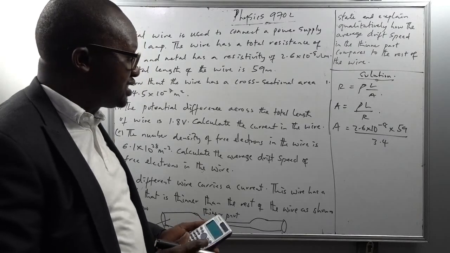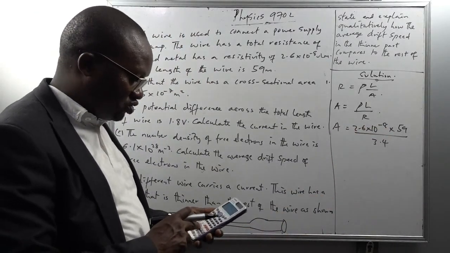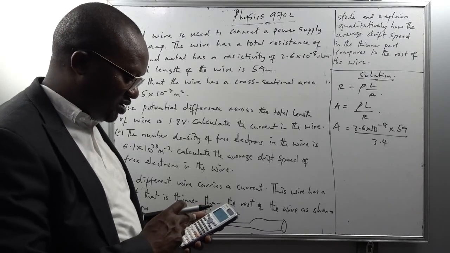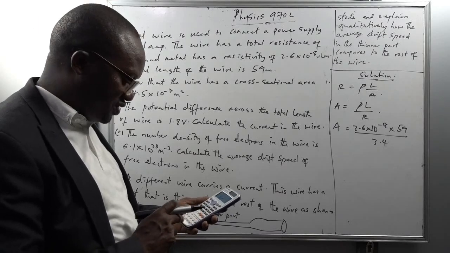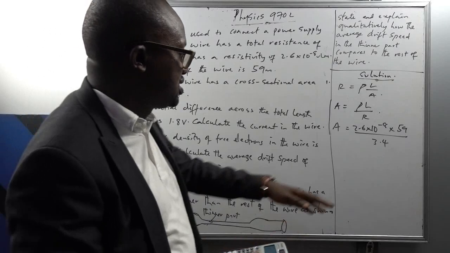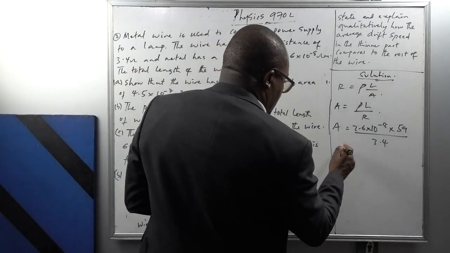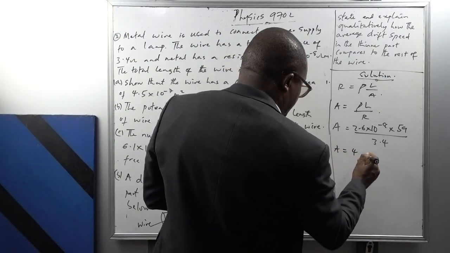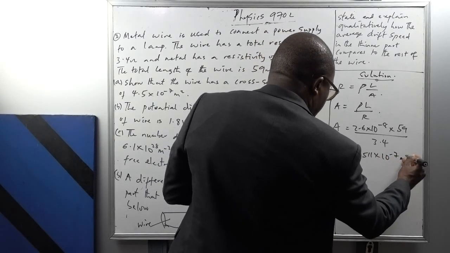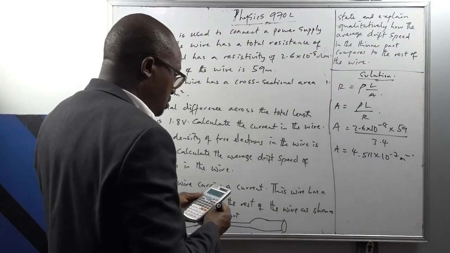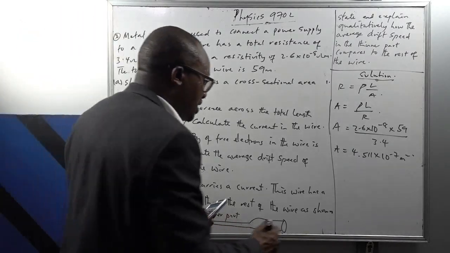Press the fraction button, and put all of this at the numerator: 2.6 times 10 to the power minus 8 times 59. Then put 3.4 at the denominator. And this will give you the cross-sectional area as 4.511 times 10 to the power minus 7 meters squared, which is approximately 4.5 times 10 to the power minus 7 meters squared, which is what you will actually show.